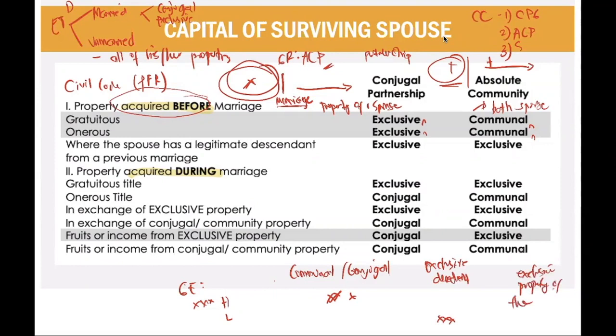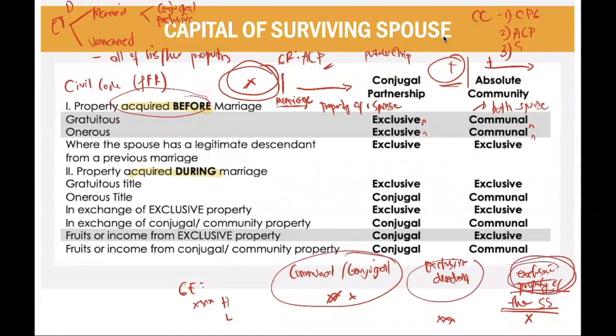But if it is an exclusive property of the surviving spouse, you should not include it. That's why we have here the capital of surviving spouse. What we mean here is the exclusive property of the surviving spouse. Therefore, in learning these items, we must also learn the items we include here and what items are the exclusive property only of the surviving spouse. Clear? Okay.